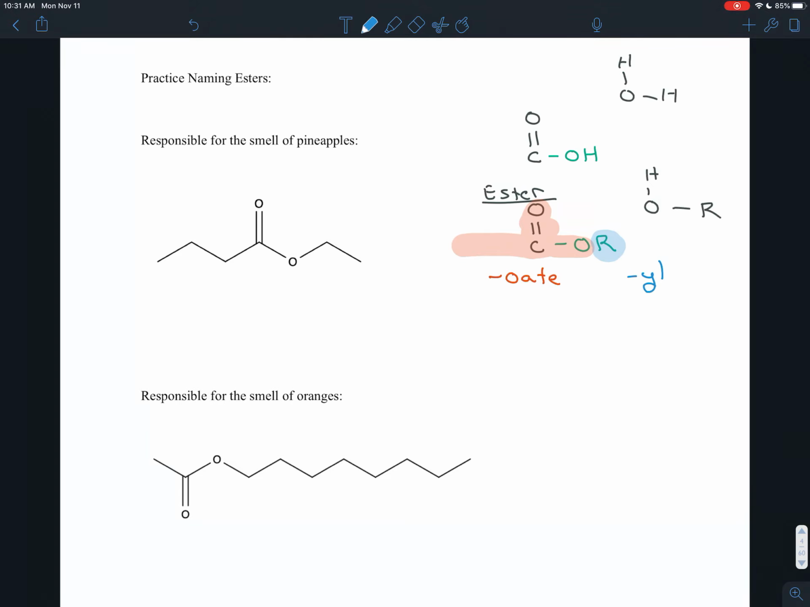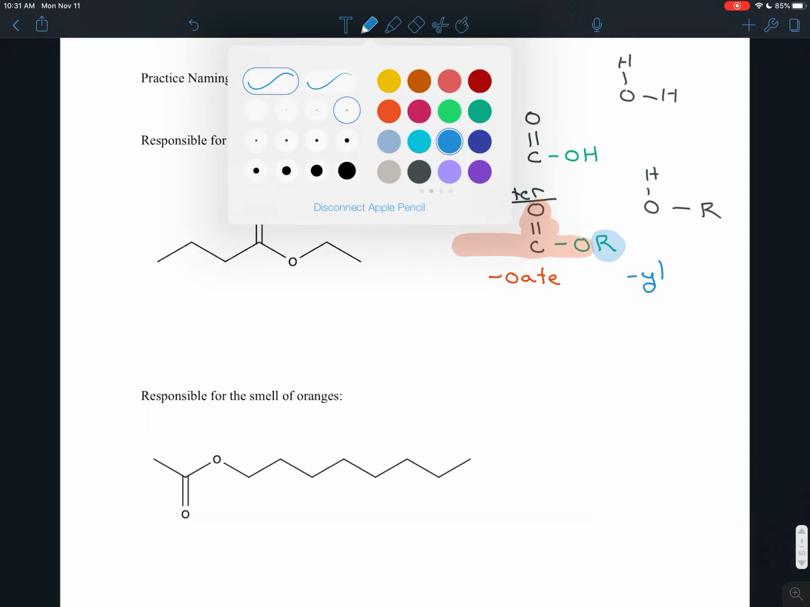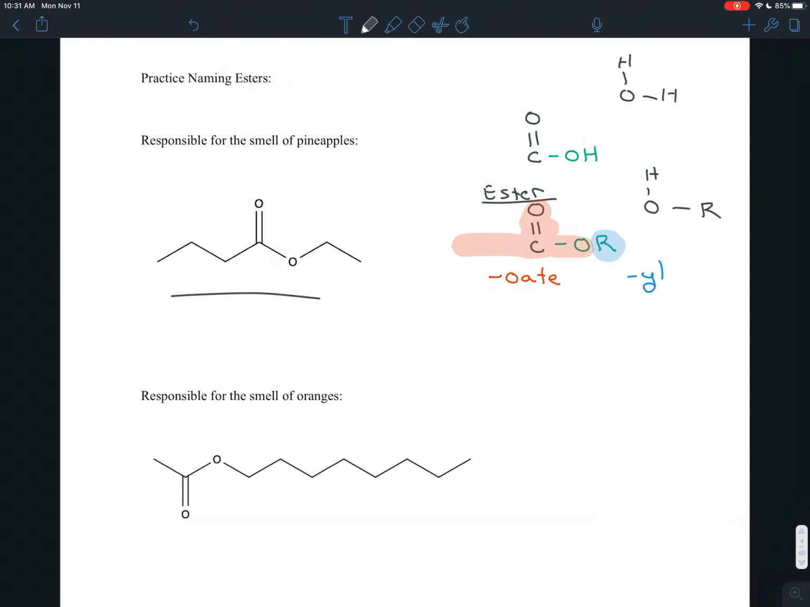Now notice, which one is the backbone does not depend on which one is longer. It depends on which one has the carbonyl. The carbonyl is the backbone even if it's shorter, and the other one that doesn't have the carbonyl is the branch even if it's longer. So let's do a couple of namings for these. So here's a molecule that's responsible for the smell of pineapples. Let's name that molecule. If you had an oil of just this molecule in a room, it would have a strong smell of pineapples even if not a single pineapple was around.